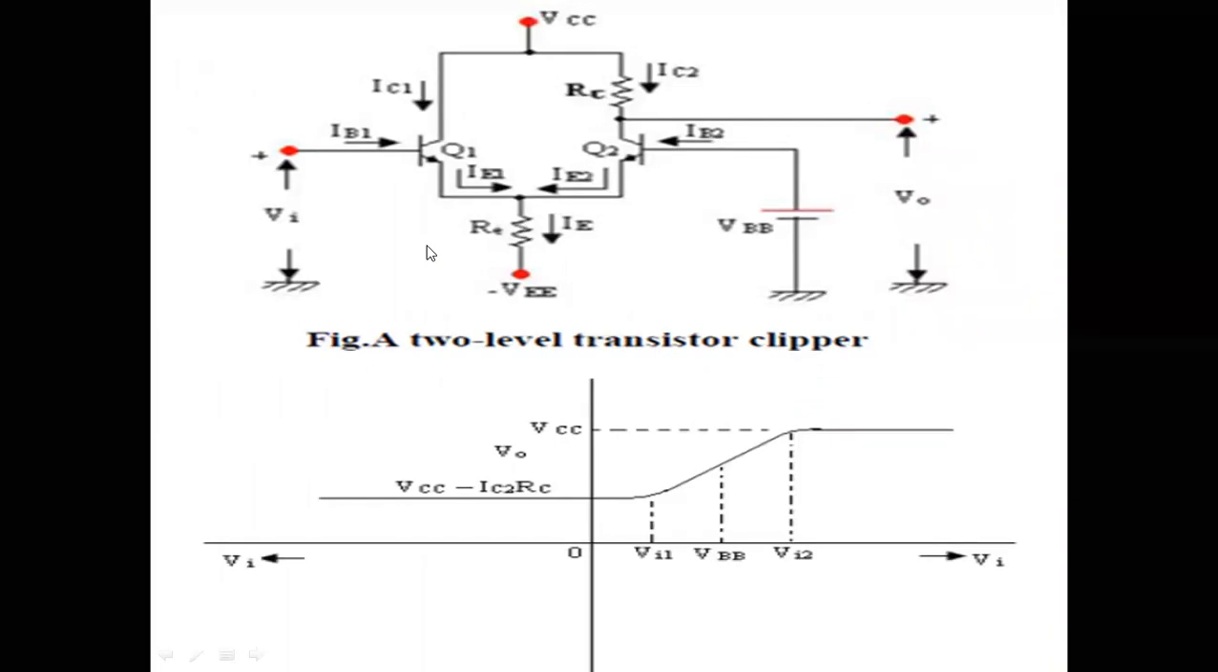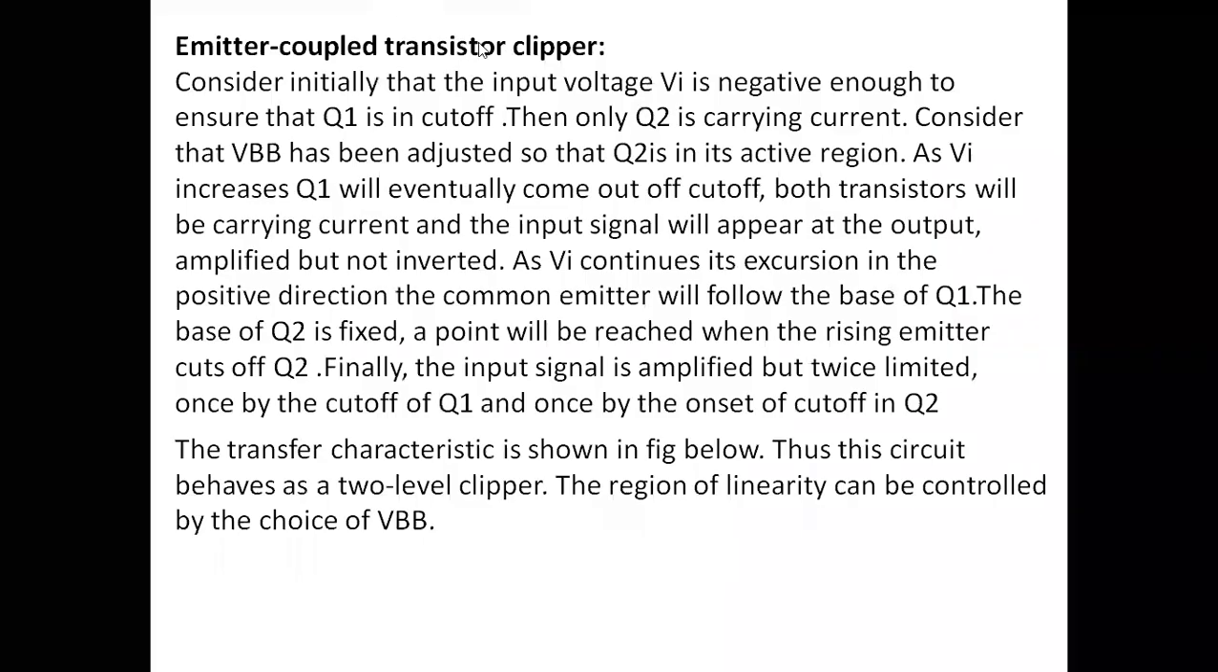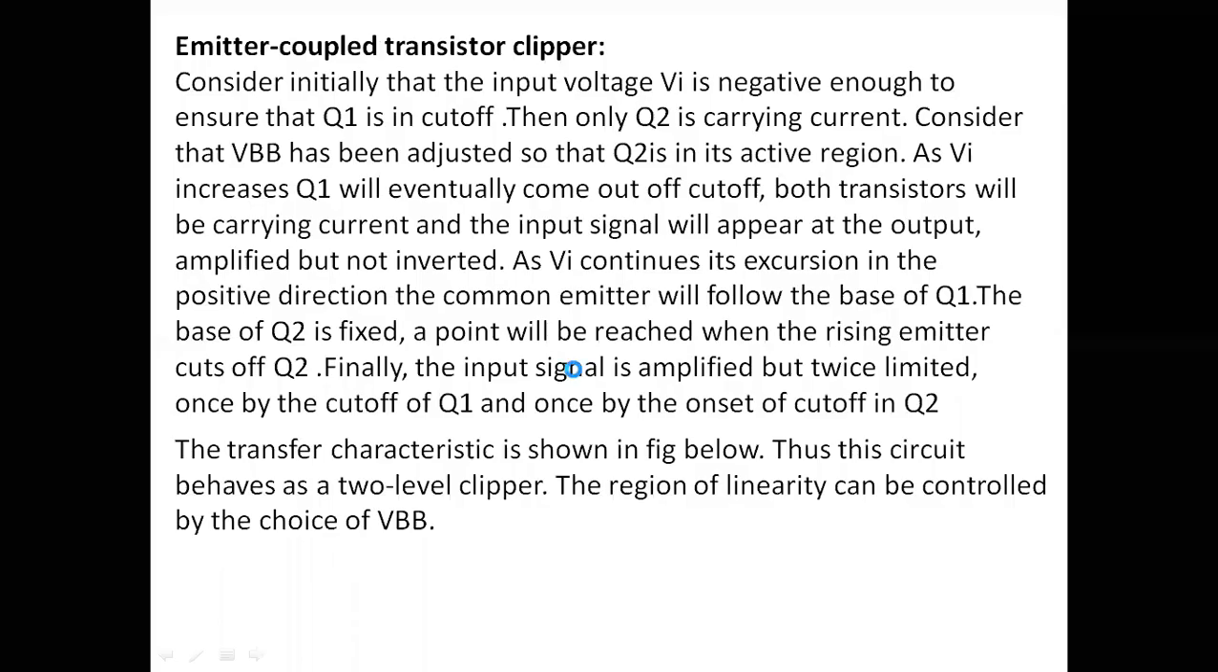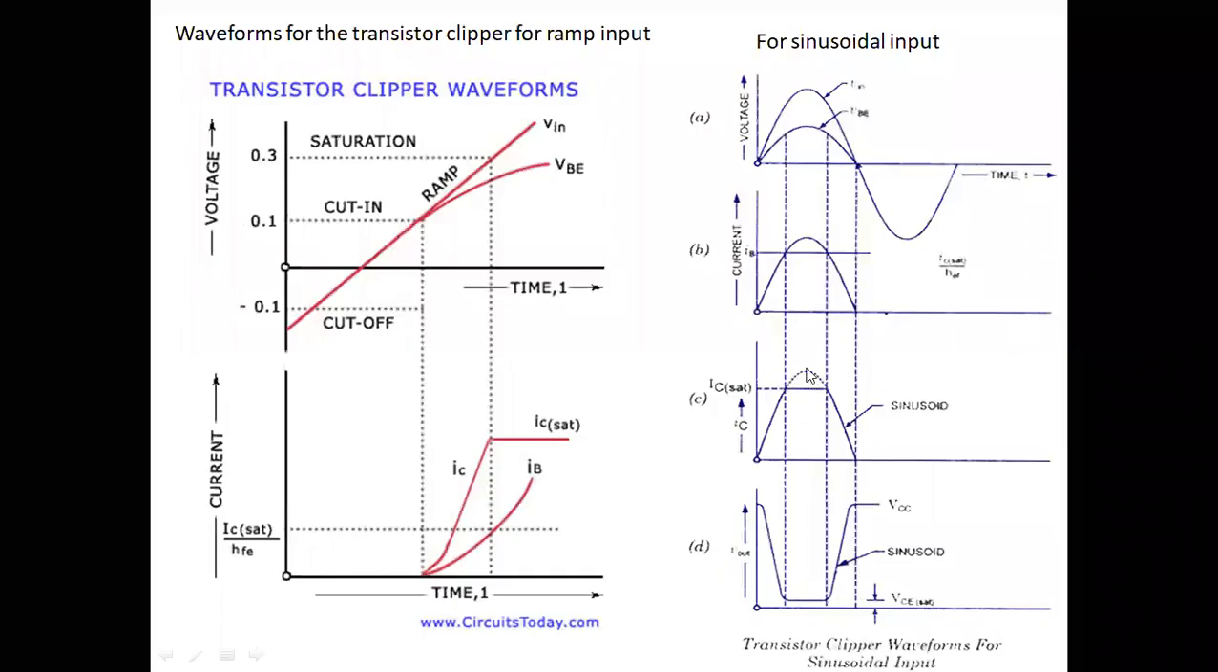Next one is the emitter coupled transistor, the last topic in clippers. You can also call it a two-level clipper. If you see the previous one, it clips only at one portion. In the positive cycle it clips at only one level, and in the negative cycle it also clips only one. If you consider only the positive cycle, it is clipping at one portion only.